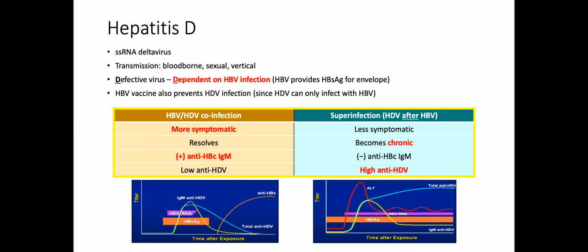Superinfection. So let's say I have Hep B. Later on, a year later, I get Hep D. I don't have both at the same time. However, it's going to be chronic. The core IgM is going to be negative because I don't currently have Hep B. However, I'm going to have a super high anti-HDV, and know that that is worse than a co-infection.